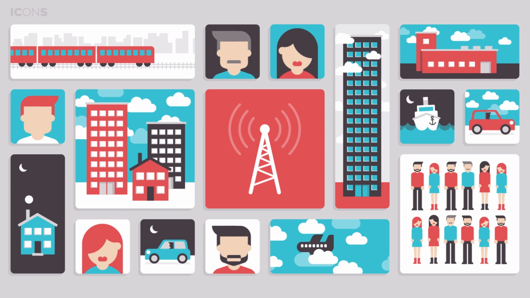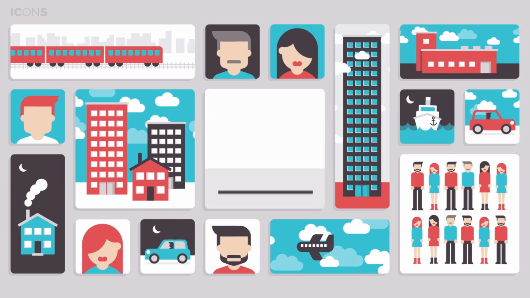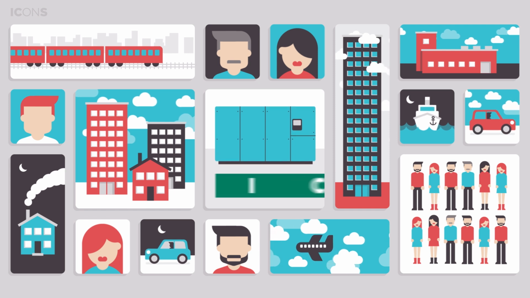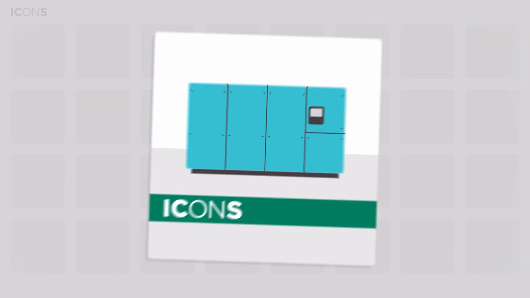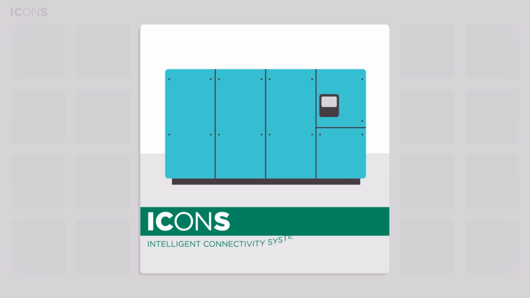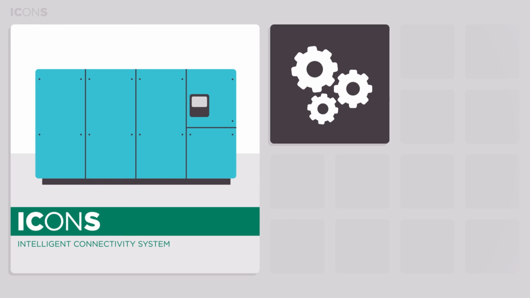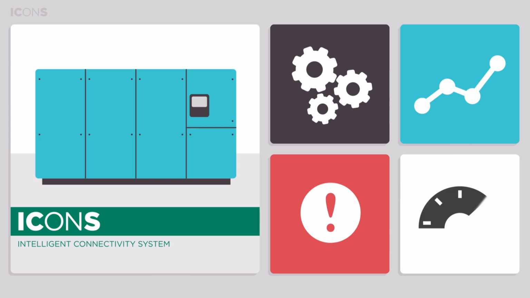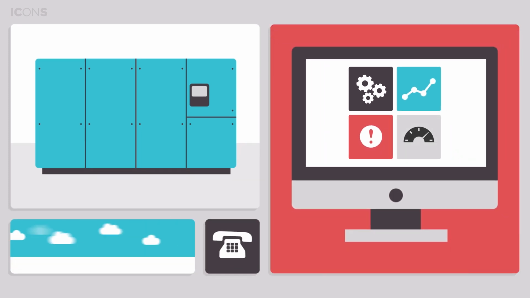These days, everything is connected. So are compressors in the field. This is what Icons is all about. Icons' intelligent connectivity system gives remote insight into your compressed air system, running parameters, potential problems, and even possibilities for optimization and energy savings. How does it work?